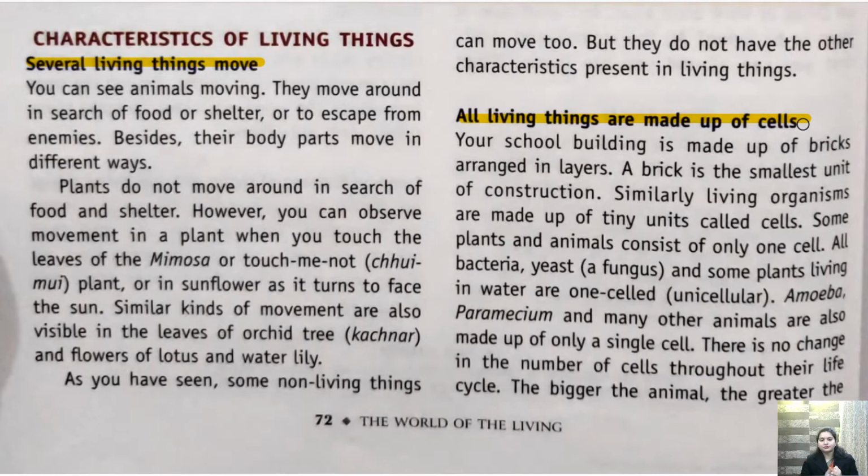So all living things are made up of cells, be it plant, animal or human. Even certain very small microbes, microorganisms, so small that we cannot see them with our naked eyes, are also made up of cells. There are certain microbes that are made up of only one single cell, and they are called unicellular. Let me explain it to you.